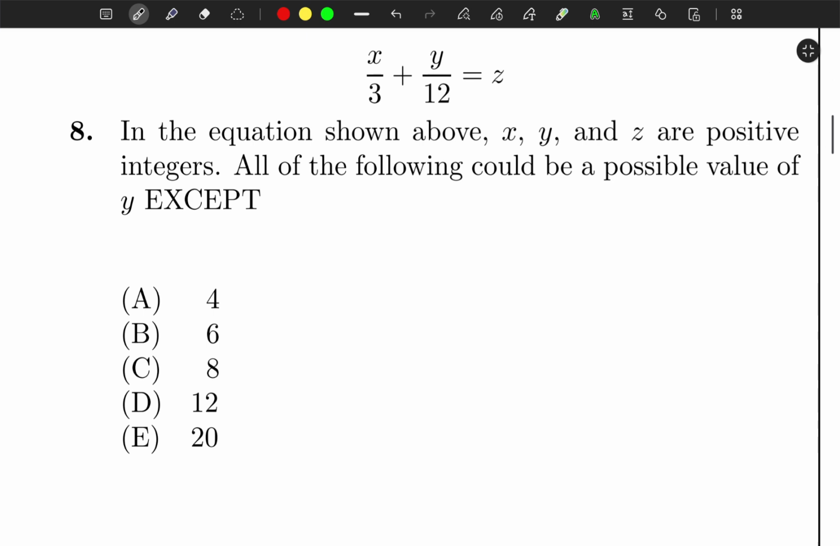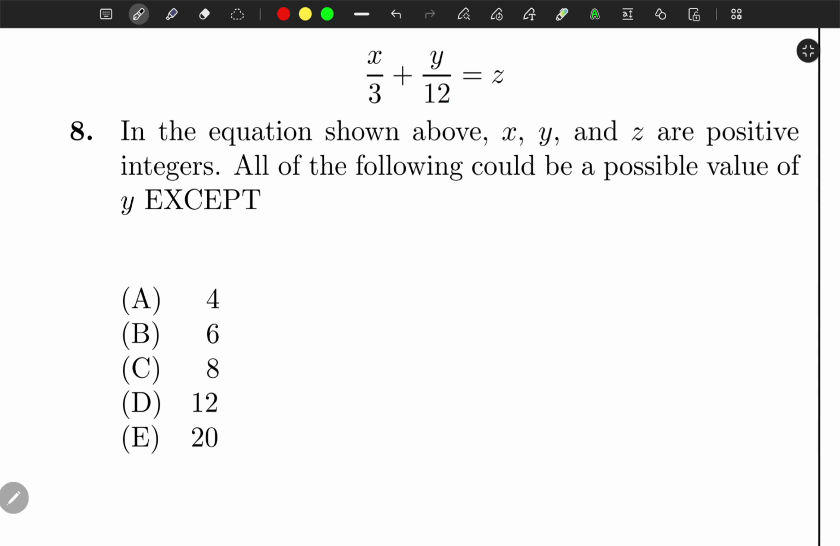This is what we have in the equation shown above: x, y, and z positive integers. All of the following could be a possible value of y, except what? Okay. So, alright, I don't know if this is correct, but right now immediately I'm thinking this added together should give us a whole number, right? It shouldn't be a fraction. So let's just see if I can figure it out from there.